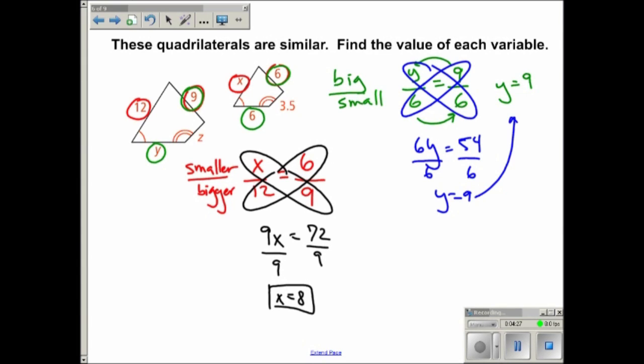All right, now the last one we'll find is z, and again I will put z over 3.5, and again I'm looking at a big over small ratio, so I will use 9 and 6 as big over small and solve that proportion. For the sake of time I won't actually solve that one.